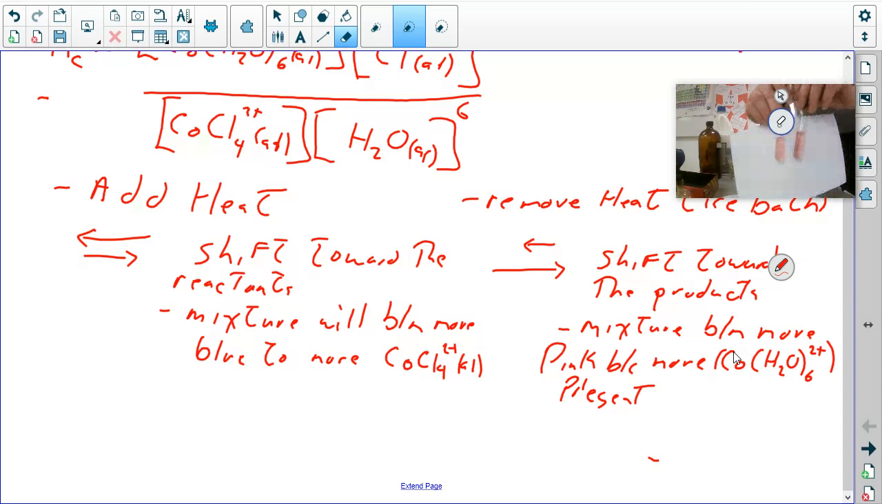As I said, it's not as drastic because I only cooled it down maybe 15 degrees compared to heating the other one up about 80 degrees. But again, by going through the process there, removing heat, removing energy, going to shift it towards the products in that case.